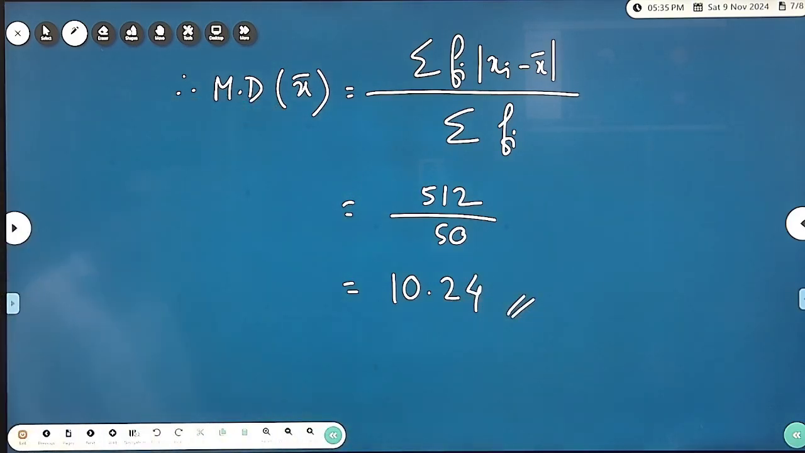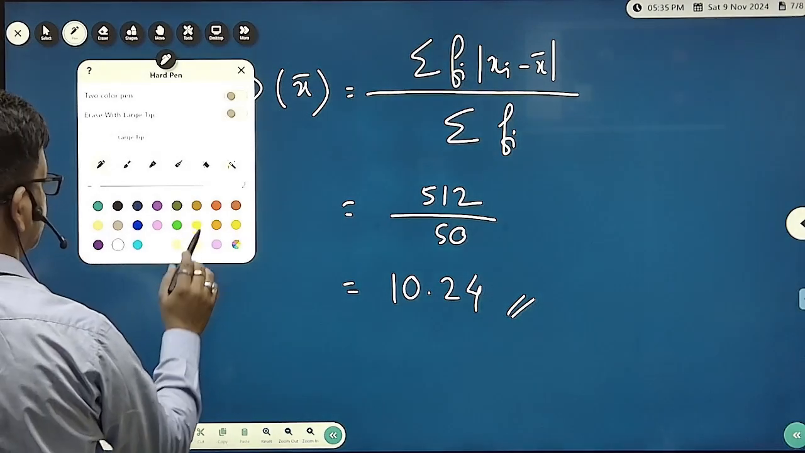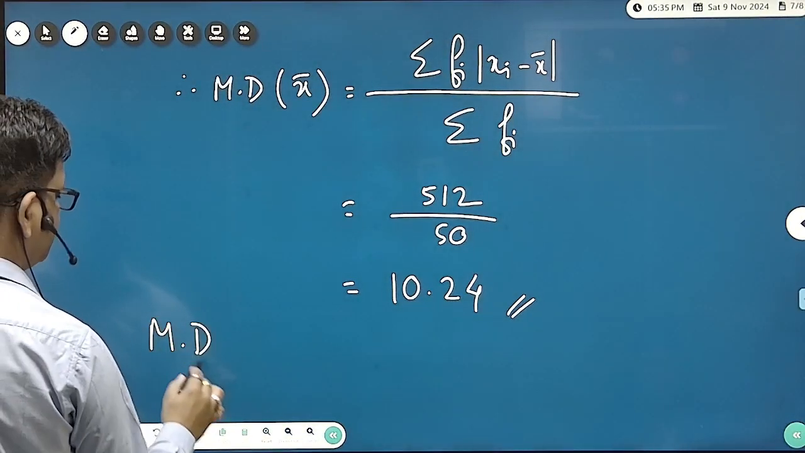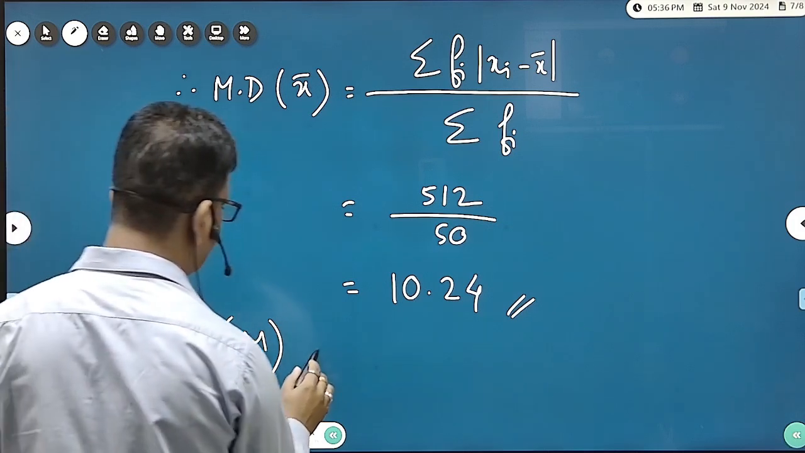Okay. Now I'm not going to do any question of mean deviation about median, but I'm explaining what to do. I hope you can easily do that. If it is mean deviation about median, now M for median, so everything is the same.